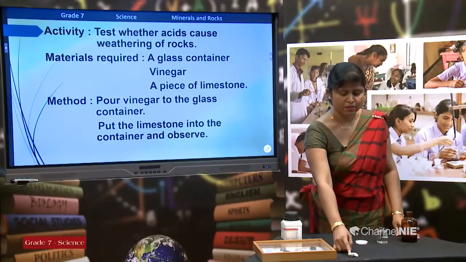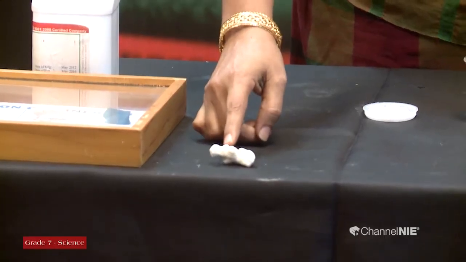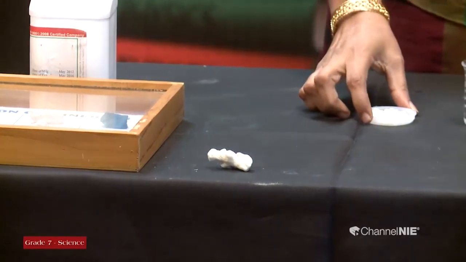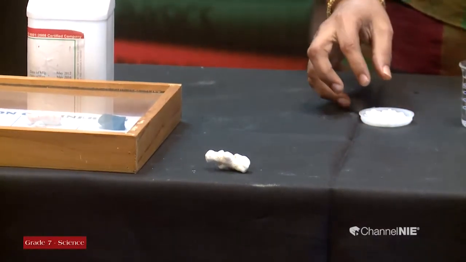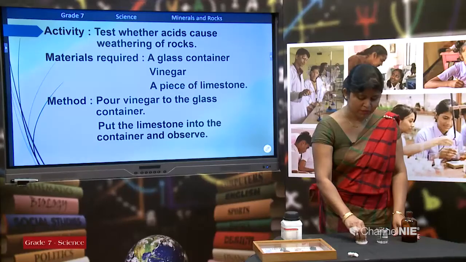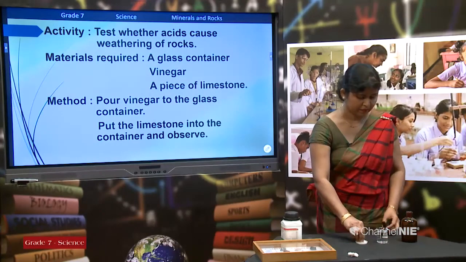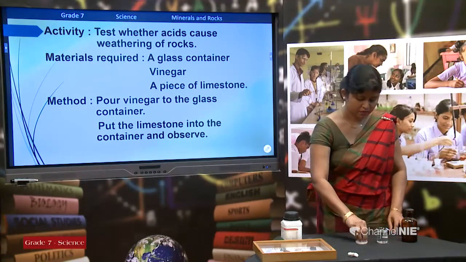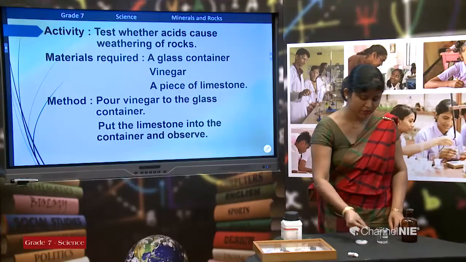Then you all can observe, here is a piece of limestone. I have taken small pieces of limestone to observe the reaction easily. Then I am going to put some pieces of limestone into the solution of vinegar in this way.